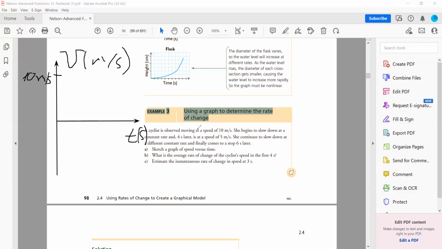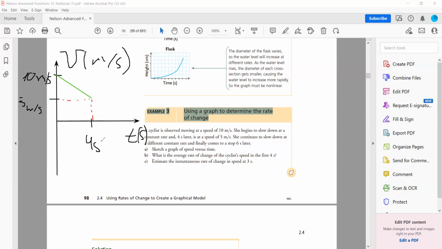The cyclist begins to slow down at a constant rate and 4 seconds later is at a speed of 5 meters per second. 4 seconds, 5 meters per second. So we would have a nice straight line. I'll use green color, from 10 to here, where the 2 points meet. 4 seconds, 5 meters per second.